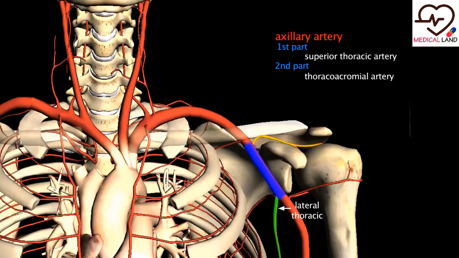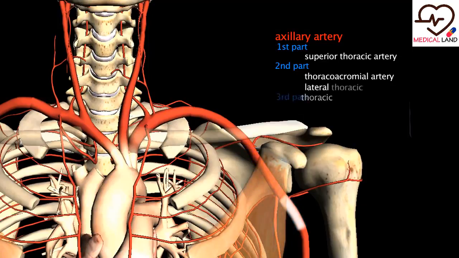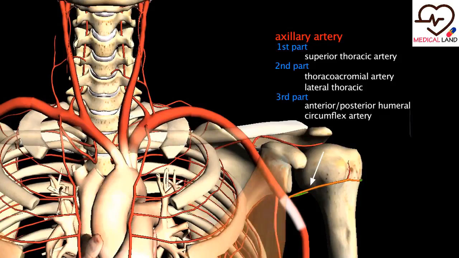The third and last portion of the axillary artery is the portion that is lateral to the pectoralis minor. Technically, there are three branches that extend from this segment. You have the anterior and the posterior humeral circumflex arteries, but these actually connect with each other and wrap around the neck of the humerus.